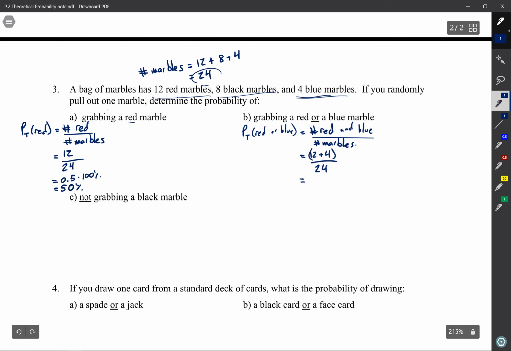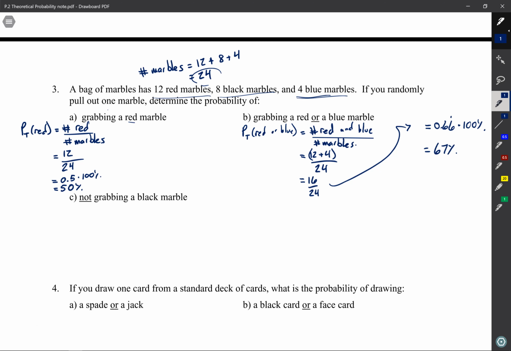So 12 plus 4, because those are in brackets, we calculate those first. That's 16 divided by 24, which equals, let me see here, 0.66 repeated. And if we're making that into a percentage, multiply it by 100%. And we can round it as well here to 67%. It is important that we round that correctly.